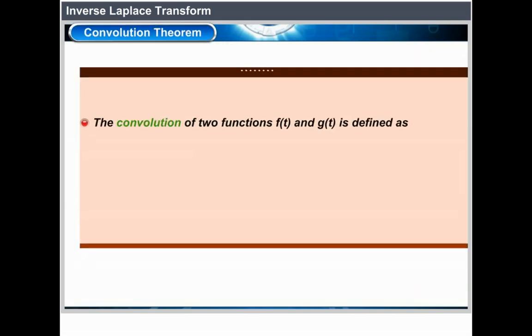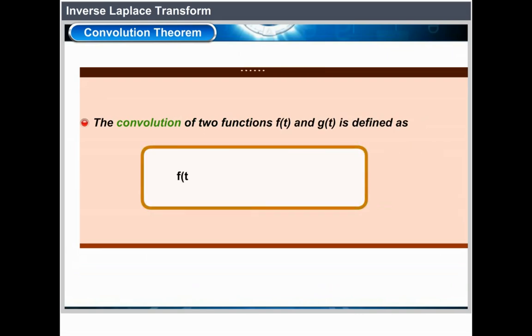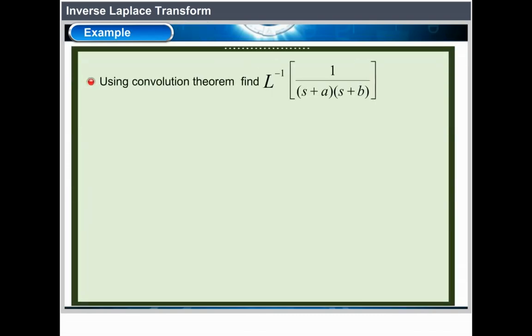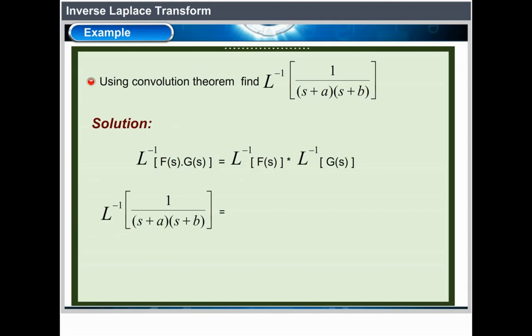Convolution theorem. The convolution of two functions f(t) and g(t) is defined as f(t) * g(t) equals integral from 0 to t of f(u) g(t minus u) du. Using convolution theorem, find L inverse of 1 divided by (s plus a)(s plus b). Solution. L inverse of F(s)G(s) equals L inverse of F(s) convolved with L inverse of G(s). Then L inverse of 1 by (s plus a)(s plus b) equals L inverse of 1 by (s plus a) convolved with L inverse of 1 by (s plus b), equals e^(minus at) and e^(minus bt).